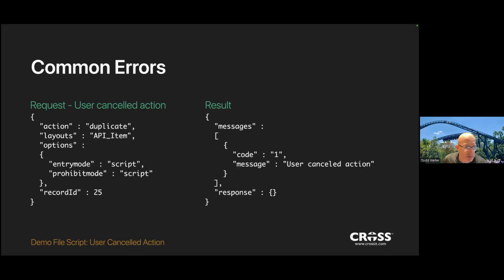And then this one here, as I was duplicating an item, and I had my entry mode and prohibit mode set to follow script behavior. I picked a record, and I got a user canceled action, which I could not have, because I did not cancel that action. I don't know what's going on there. But what I realized is that I was using UUIDs as my primary keys, and I had set the auto enter options to not replace. And so what was happening is it was trying to duplicate a record and it couldn't change the UUID, which had to be unique.